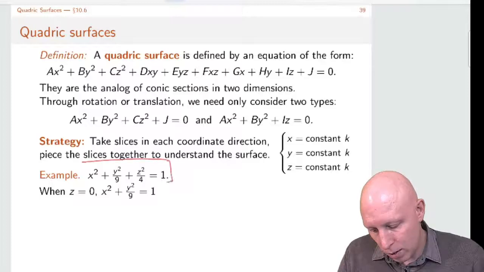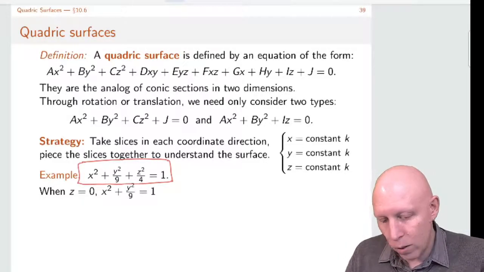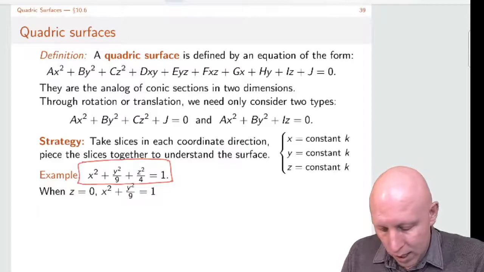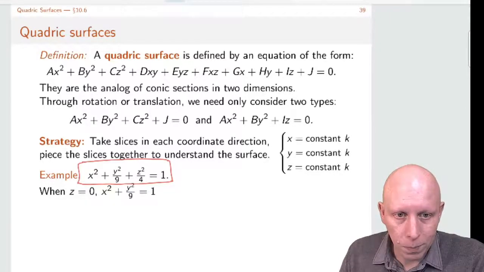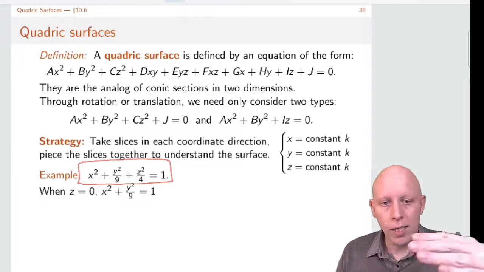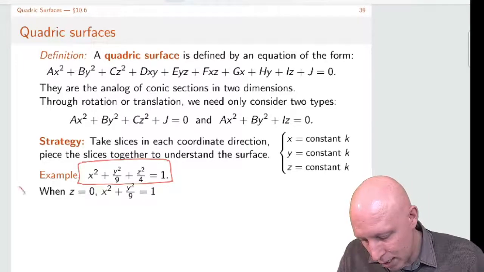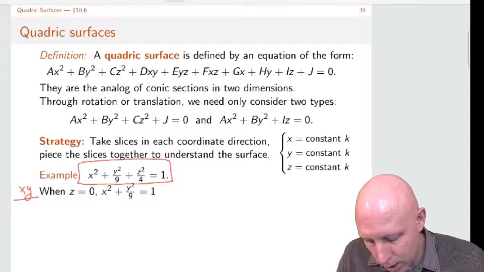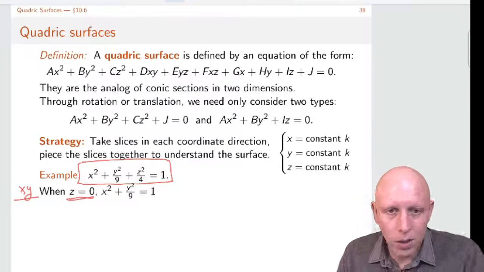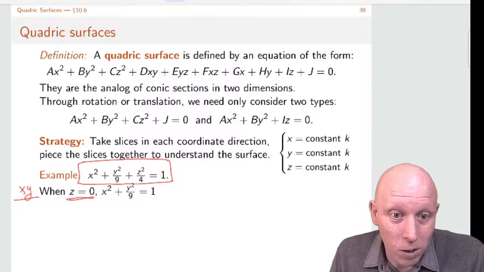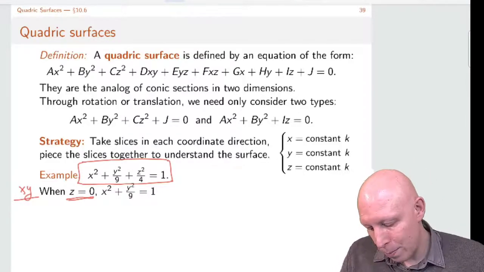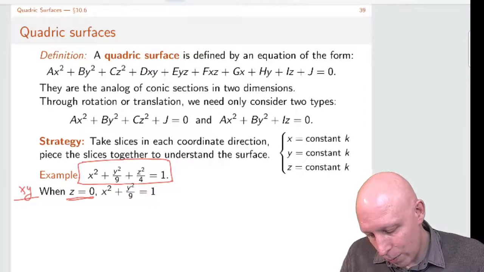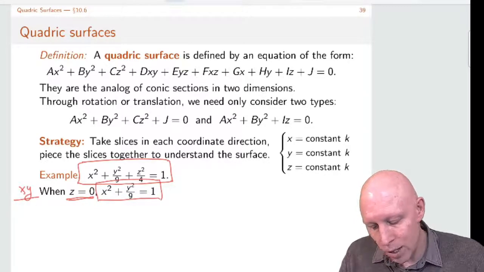All right, so let's look at this example. If we have something that looks like x squared plus y squared over 9 plus z squared over 4 is equal to 1, then we're going to make a slice. Let's first make slices that are parallel to the xy plane. Those are when we set z equal to a constant. A simple constant is always 0. We like zeros. So we put z equal to 0, and then we have an equation that looks like this: x squared plus y squared over 9 is equal to 1.